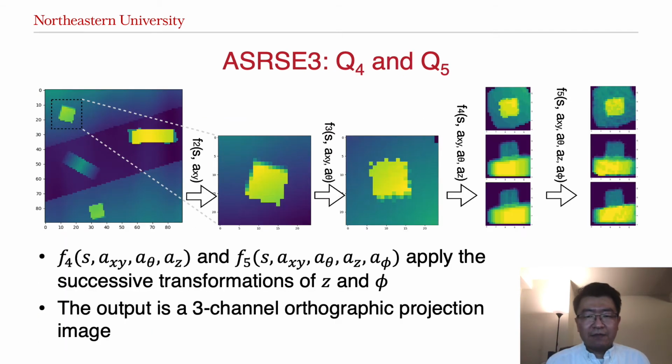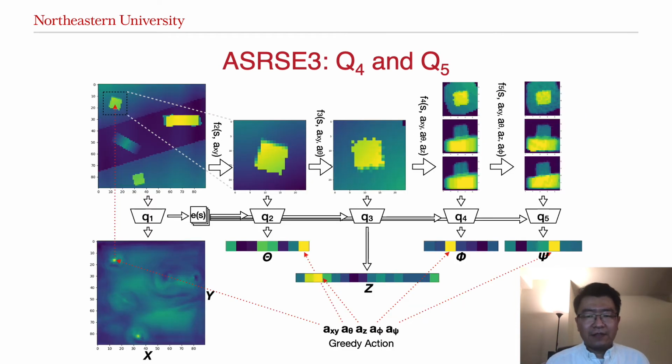Similarly, f4 and f5 keep applying the successive transformations z and phi. Instead of using a one-channel image crop, f4 and f5 output a 3-channel orthographic projection image that can encode more action spaces. The output of Q4 and Q5 is the values for each phi and psi action, respectively. In the end, the greedy actions from all 5 layers combine into the overall greedy action.